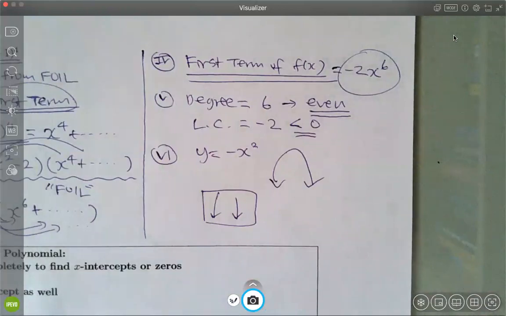So basically when your function is not FOILed completely, then you have to kind of FOIL, but you don't have to completely FOIL, just look at the first term, okay? But if it's already FOILed for you, then you don't have to do anything else, just look at the degree and the leading coefficient.